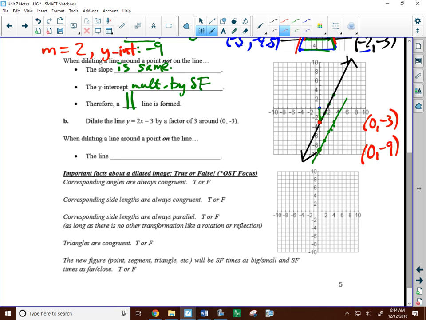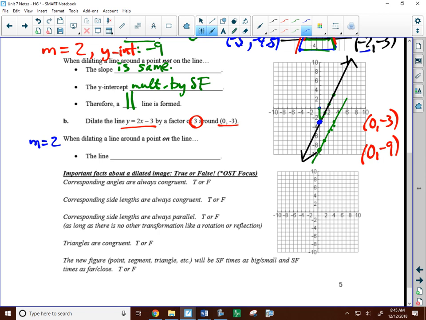Let's dilate the same line. It's still graphed up there, the black line, by a factor of 3, same factor, around (0, -3). So this time, I'm dilating around a point on the line. I'm dilating around a point on the line. We know the slope is the same. It's still 2.